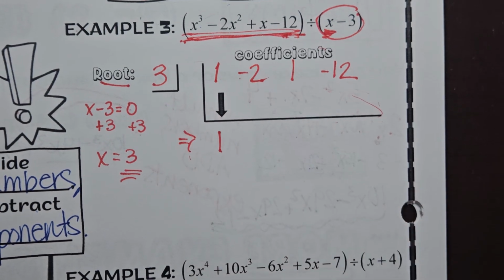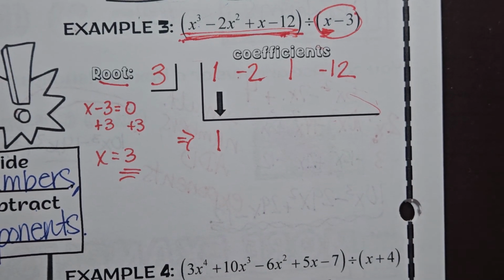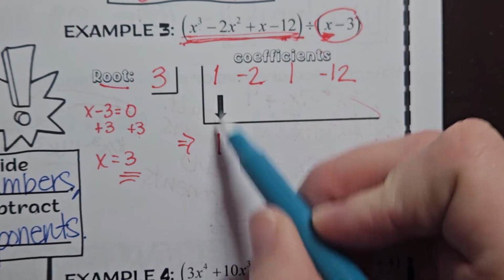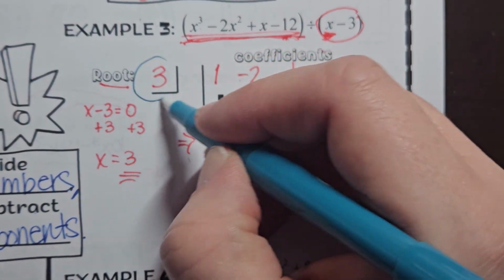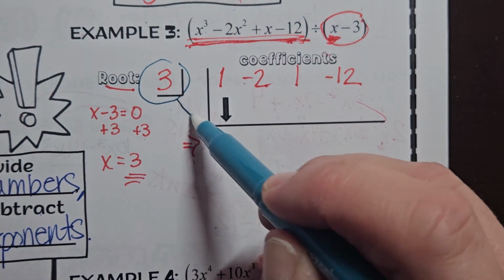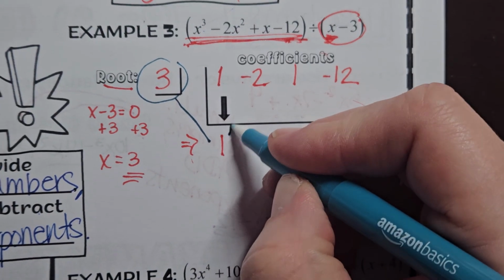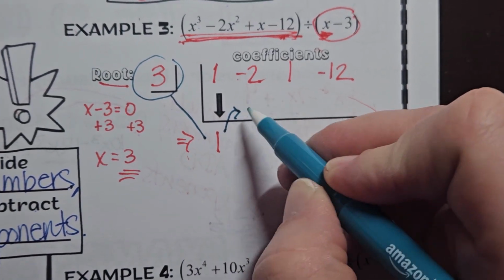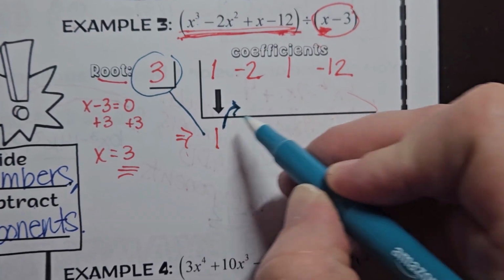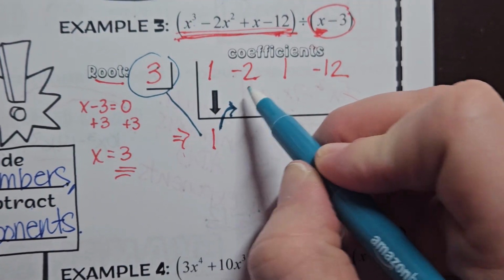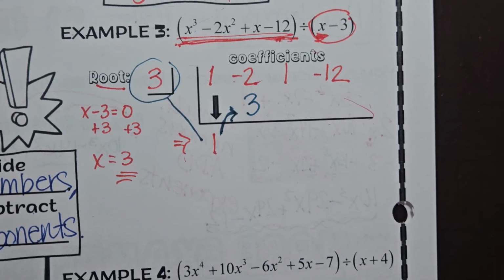Okay, so we brought this down, and we need something here to get us started. So now we're going to use that 3. In the process of synthetic division, after we've brought this down, we're going to take this number out here, our root, multiply it by the number down here, in this case 1, and then write the answer back here above the line in the next empty spot. So 3 times 1 is 3, and I'm just going to put 3 right there.